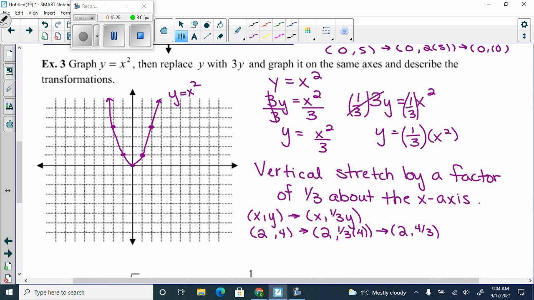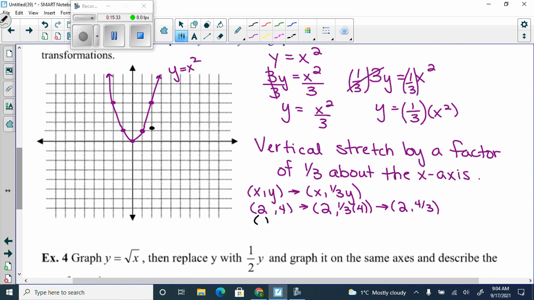I use 2 and 4. So 2 and 1.3333. And then 1, 1 is going to become 1 and 1/3 times 1, which is 1 and 1/3. So 1 and 0.333. 0, 0 is going to remain the same because it's invariant. And then negative 1, 1 can be negative 1 and 1/3 times 1. So we just get negative 1 and 1/3. If you notice, they're symmetrical.